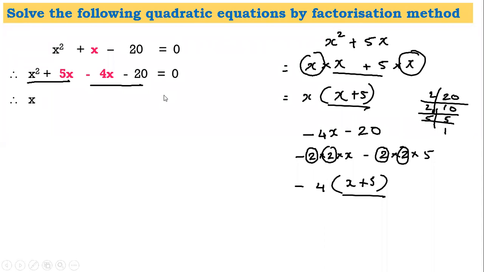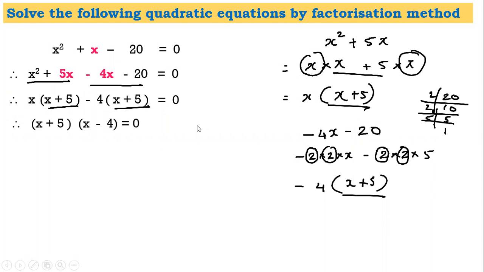So x common, what remains in the bracket is x plus 5. Be very careful. The sign here should be the sign here. So minus 4 common, and once you take minus 4 common, what remains in the bracket is x plus 5, equal to 0. Now students, x plus 5 is once again common; these two have to be the same, otherwise there is some mistake in the sum. So here x plus 5 is common. We'll take x plus 5 common. What remains in the bracket is x minus 4.